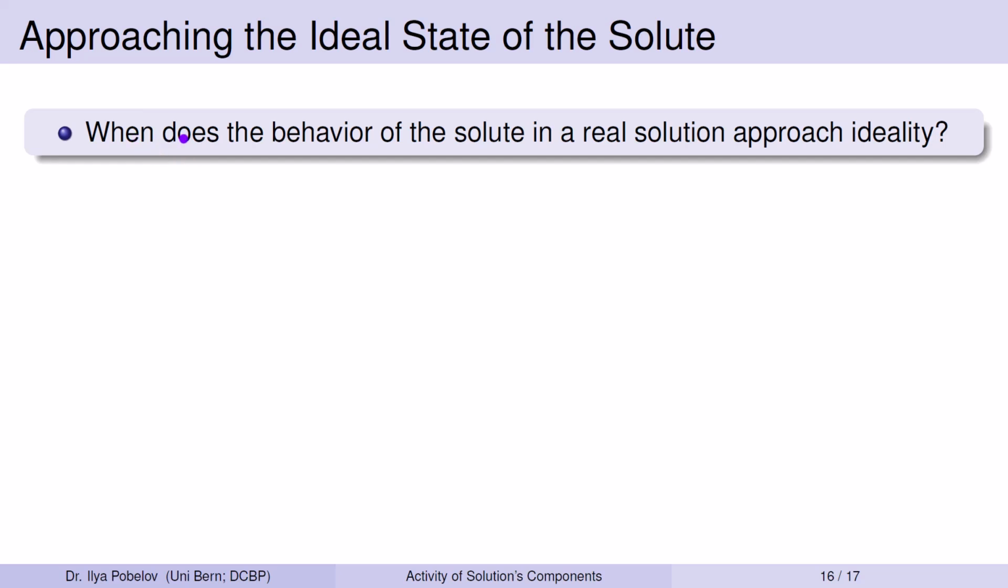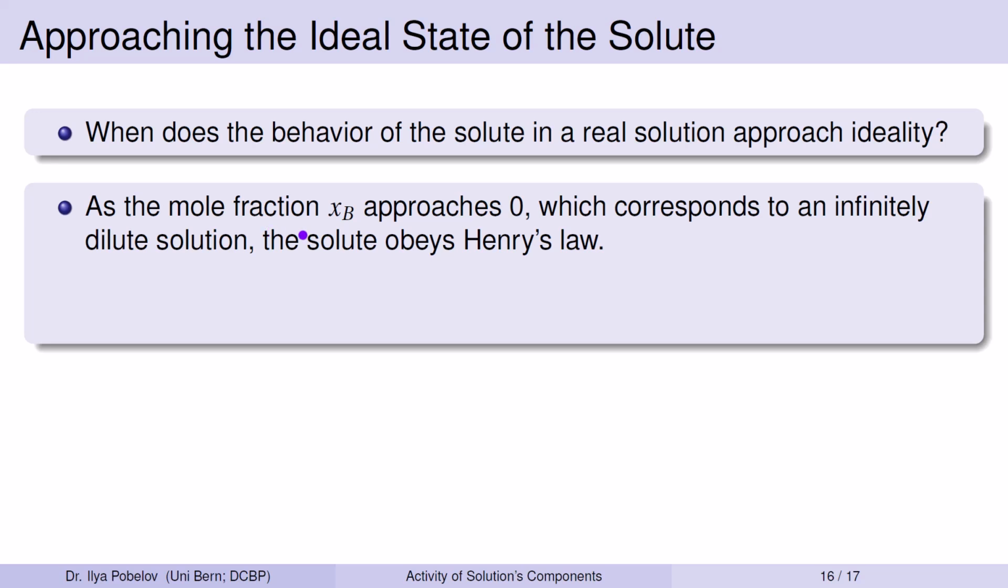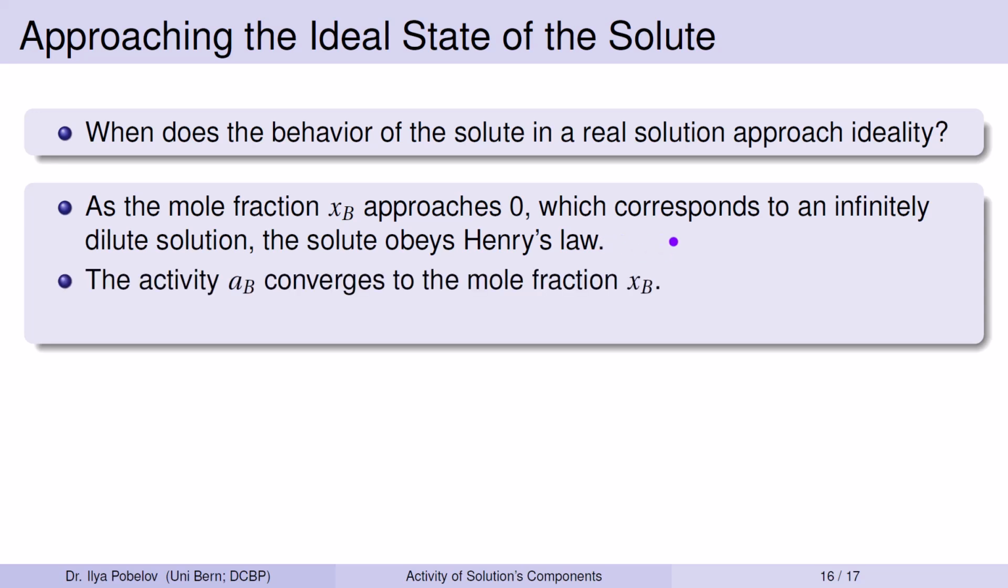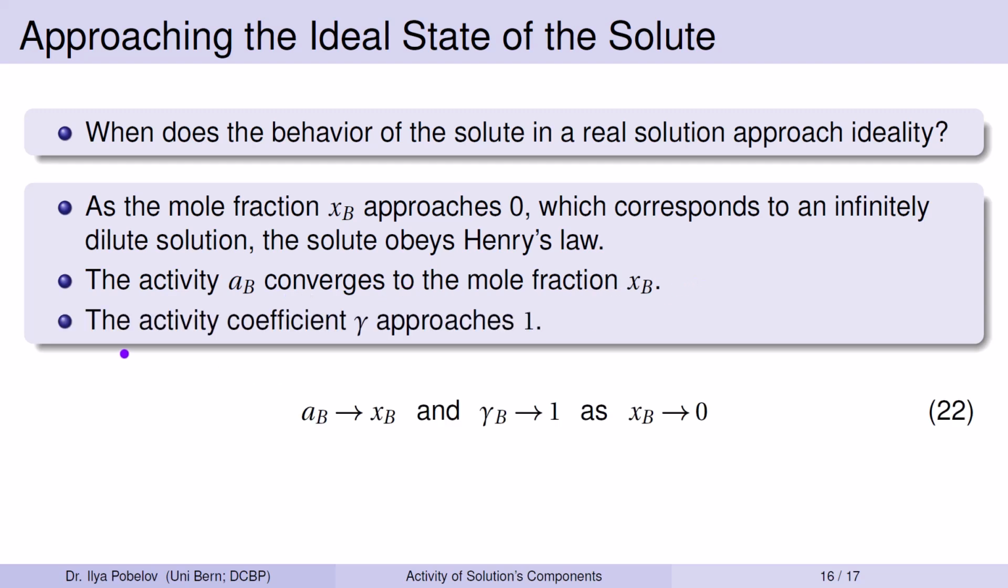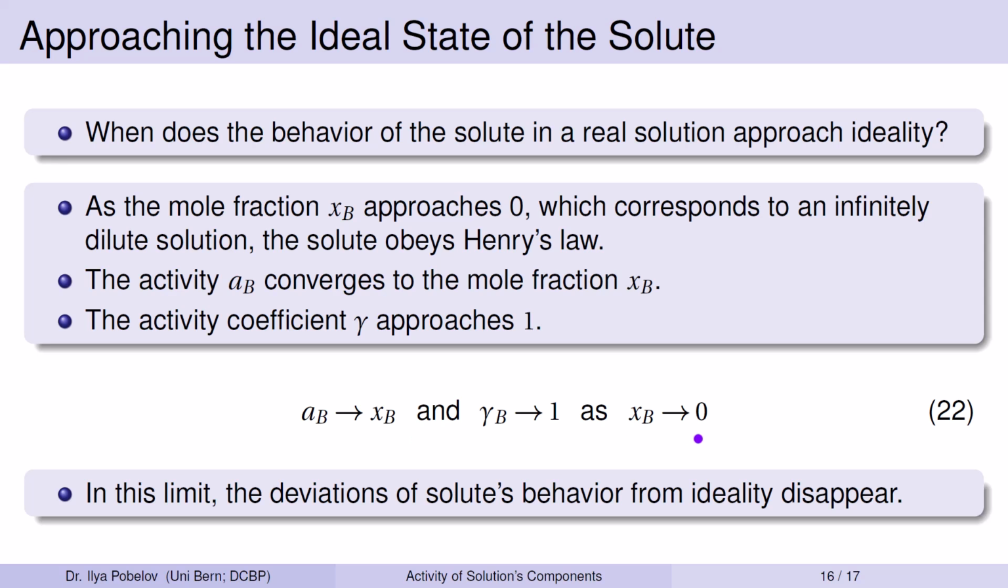Now, when does the behavior of the solute in a real solution approach ideality? As the mole fraction of the solute approaches zero, which corresponds to an infinitely dilute solution, the solute obeys Henry's law. This means the activity AB converges to the mole fraction XB, and the activity coefficient gamma B approaches 1. In this limit, the deviations of the solute's behavior from ideality disappear.